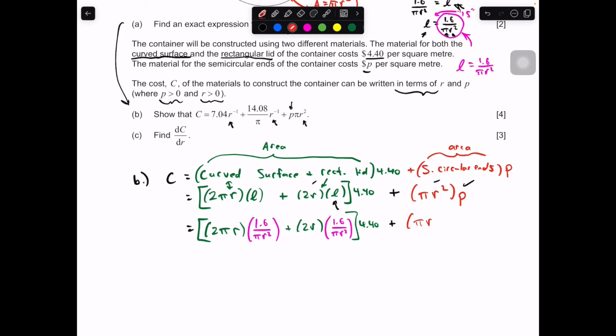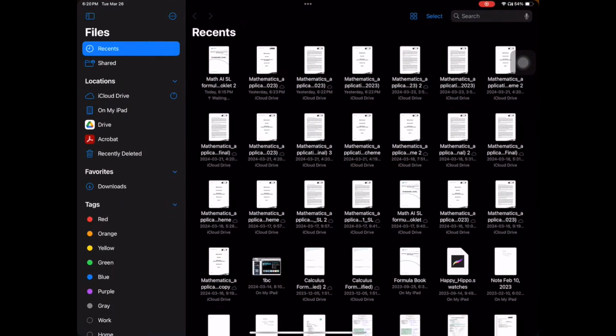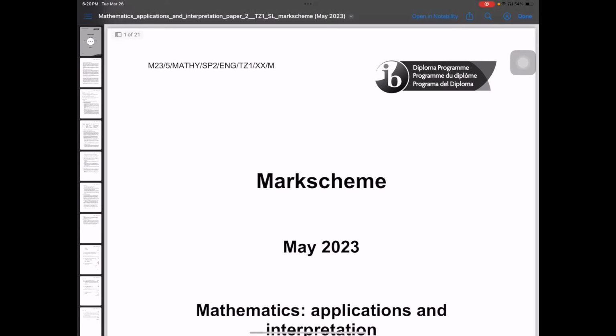This is just pi r squared, no L's or anything like that. All right, and now we have to expand. Actually, to be honest, I'm going to try to look up and show you the mark scheme. I believe I have it here. If I don't find it within 10 seconds, then I will go on.